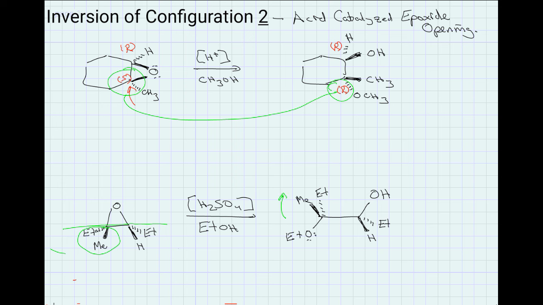So you can see that before the nucleophilic attack occurred, we had an S stereocenter and we have an R stereocenter. And now the nucleophilic attack has occurred at this stereocenter. We inverted that stereocenter, so now the stereocenter is R, and the other one remains unchanged, and it remains R. So inversion of configuration, again, only occurs at the carbon that is attacked by the nucleophile. So the other stereocenter is not affected during acid-catalyzed epoxide opening.